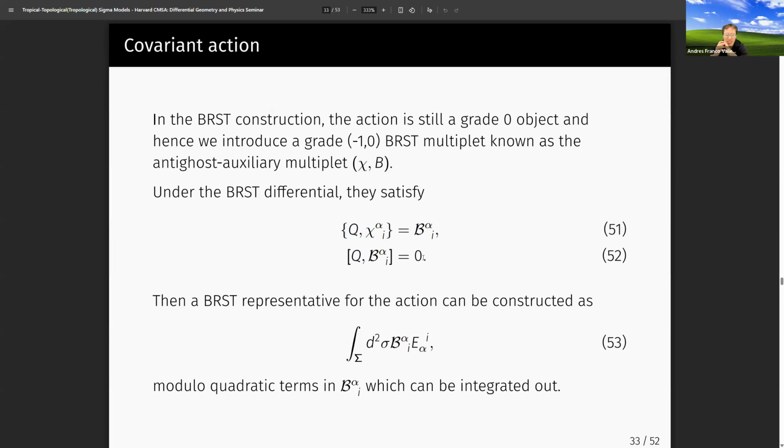But the interesting thing now is that you can actually write a BRST cohomology representative for the action by literally just taking all the ghost degree 0 terms that you can come up with that actually contract in a covariant fashion. And so in this case, it turns out that it's the anti-ghost, and it's just the localization equations modulo some quadratic terms in B that you can actually integrate out because it's a Gaussian, or an infinite dimensional Gaussian.